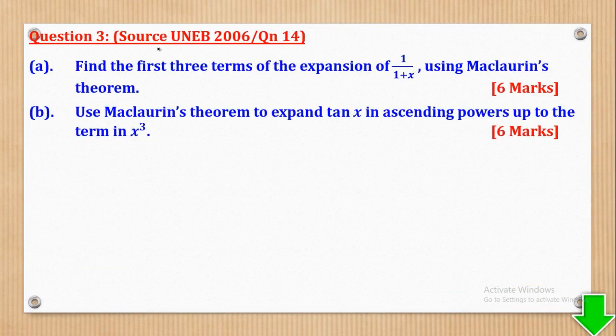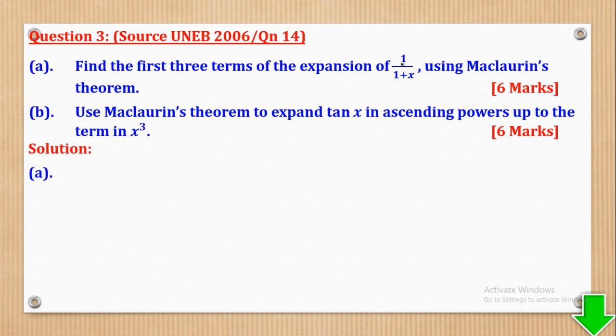Then question 3 came from UNEB 2006, paper 1, question 14, and says, part A, find the first three terms of the expansion of this using Maclaurin's theorem. Then part B, use Maclaurin's theorem to expand tan x in ascending powers of x up to x cubed.